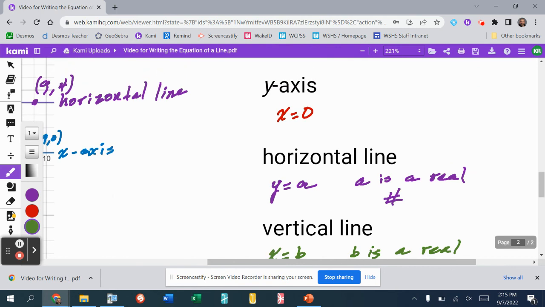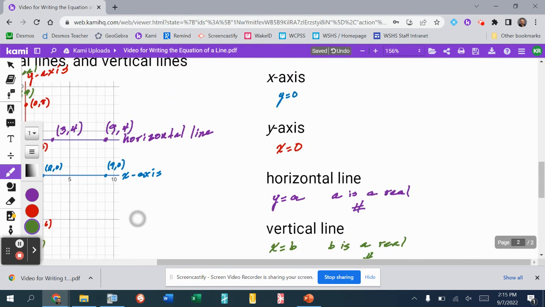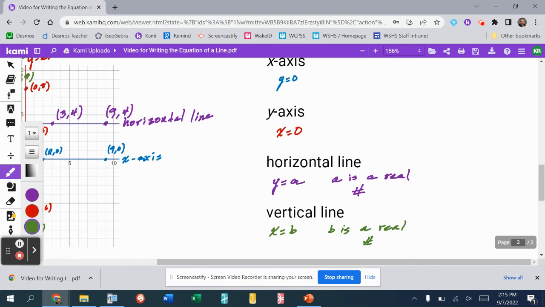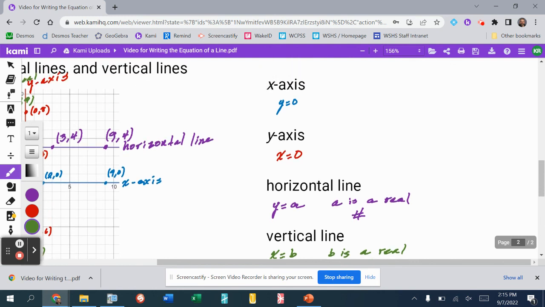All right, so you might be looking at these and saying, if the x-axis is y equals 0 and a horizontal line is y equals a, is the x-axis a horizontal line? Absolutely. a just happens to be 0. And the same thing for the y-axis. You said the y-axis has an equation of x equals 0. A vertical line has an equation of x equals b. Isn't the y-axis a vertical line? Yes, it is. b would be 0. But it's more appropriate to call those the x-axis and the y-axis versus just any horizontal or vertical line.